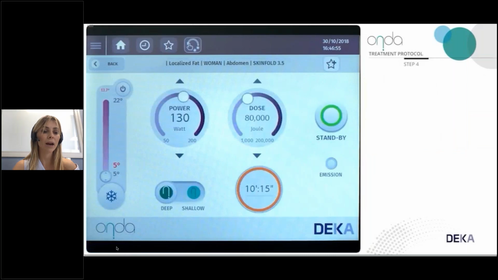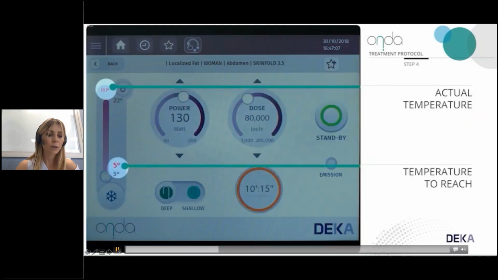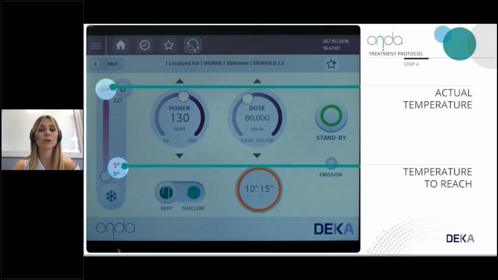And we will have the right parameters. Well, at this point, I switch off for a few seconds because I would like to make you understand better what is the power, what is the dose. Maybe some of you are familiar with these devices, but for others it is the first time. So what is the power, what is the dose?